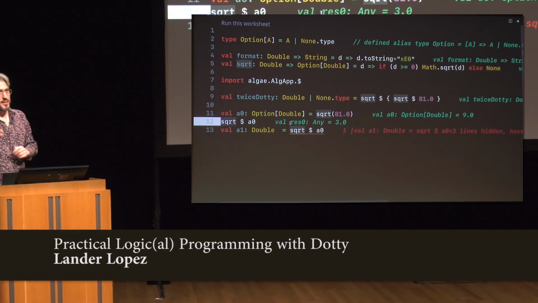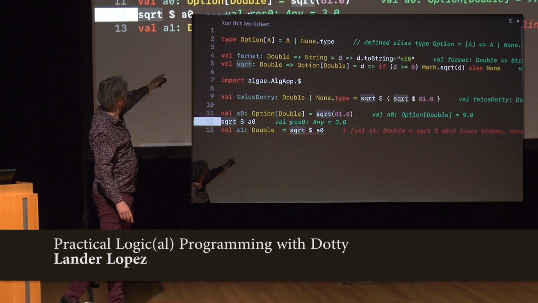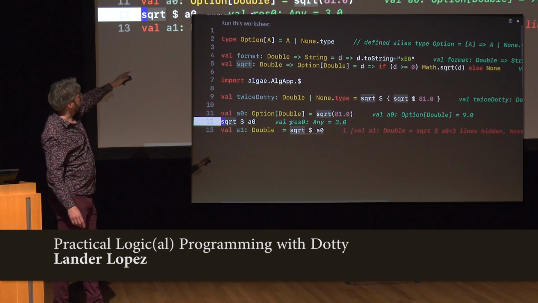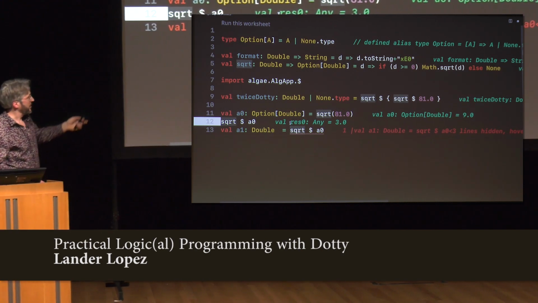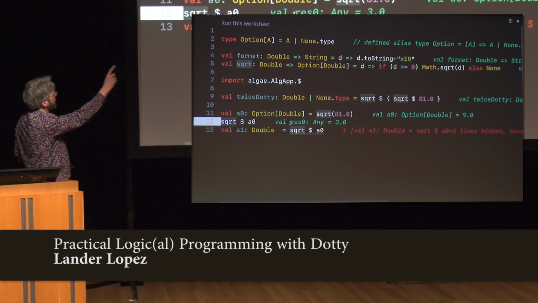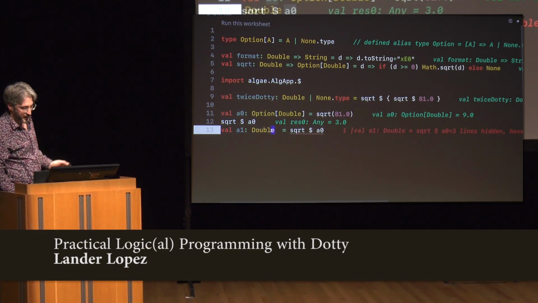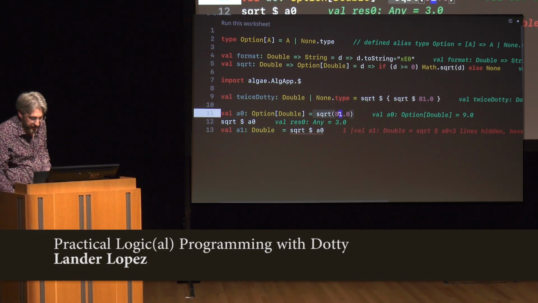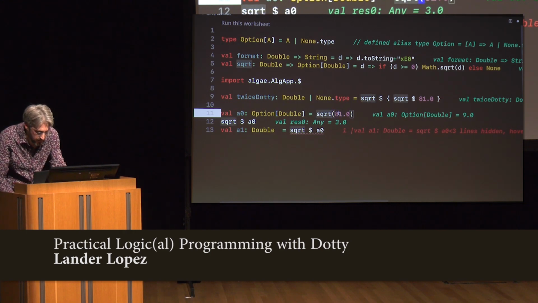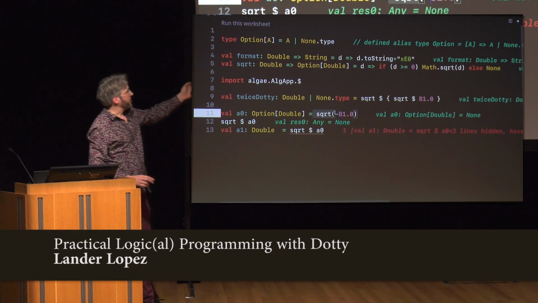But because we are in the realm of types, if we say that's a double, the compiler will say that's not a double. Even though the value on line 12 tells us that's a double at runtime, the compiler is telling us correctly that's not a double because it's an option of double. And if we now make it negative, I can see the result. So now the value is none.